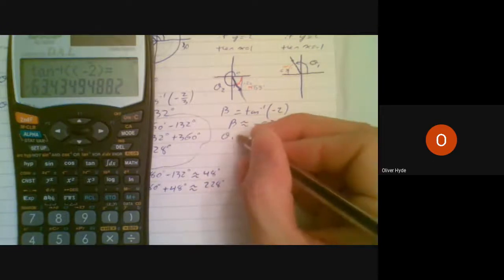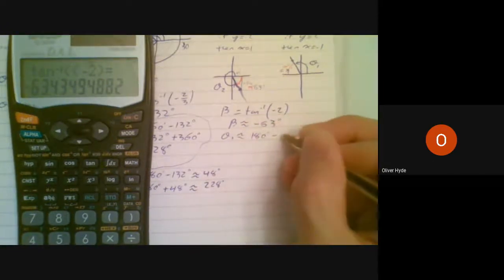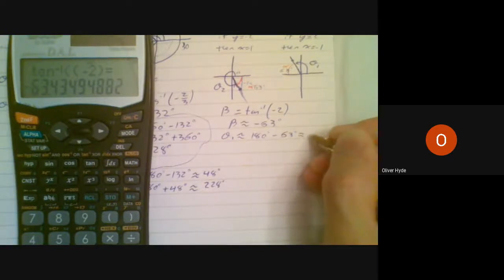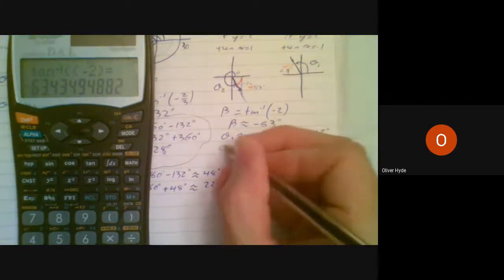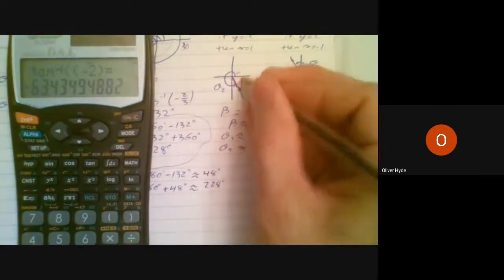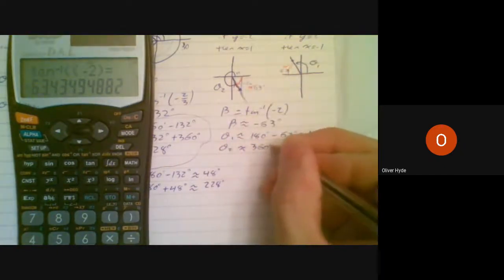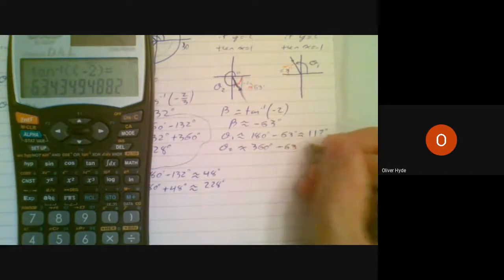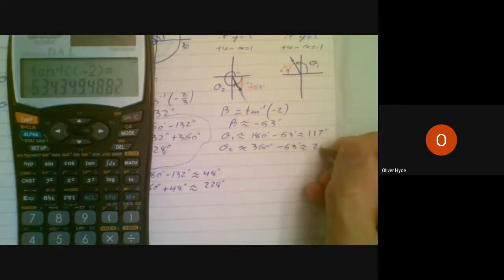Theta, let's go for theta 1 first, is going to be 63 degrees back from a half rotation. That's about 117 degrees. Theta 2 is going to be 63 degrees back from a full rotation. 360 degrees minus 63 degrees is going to be about 297. Yeah. And there are my two solutions. 3 separate trig ratios, 3 similar diagrams, but different calculations to find my final answer.